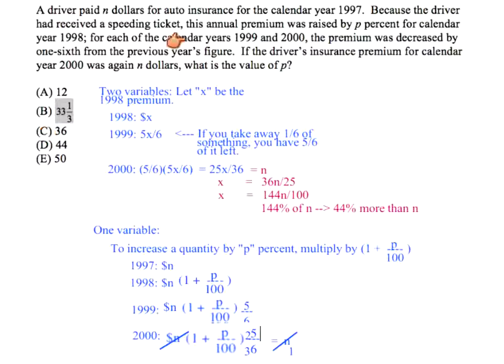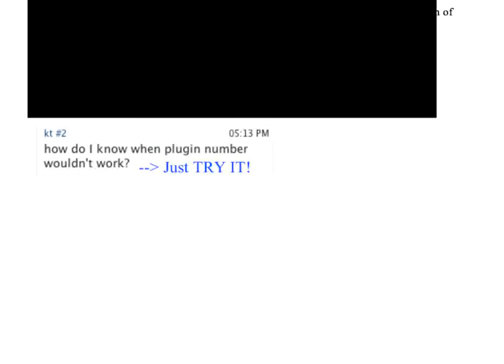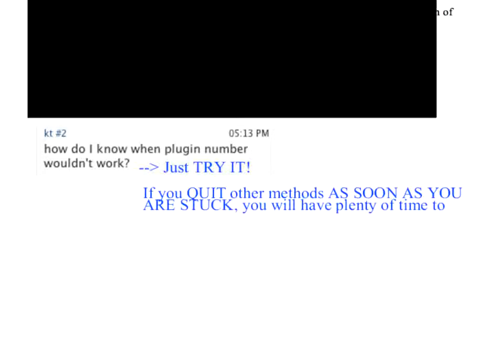But apart from that, if you're not sure whether it will work, the only reasonable thing for you to do is just give it a shot. Just try it and see if you can get it to work. Because remember, the whole point with time management is that if you don't quit other methods as soon as you are stuck, I promise you, you will have plenty of time to try whatever method at whatever time.